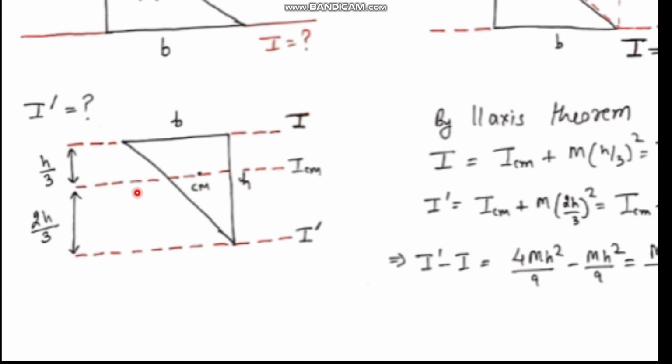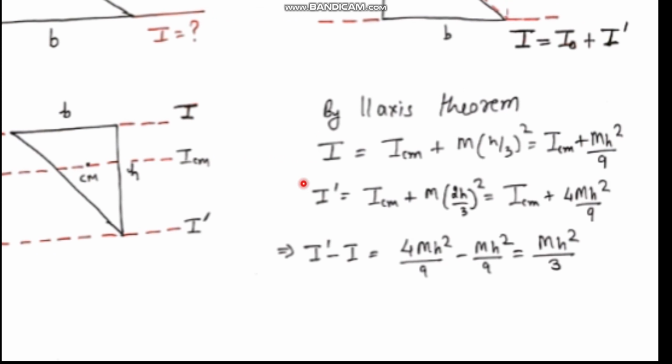And suppose there is an axis through the center of mass parallel to this edge. So this ICM and I can be related by the parallel axis theorem as I parallel is equal to ICM plus m into h by 3 whole square. So I get I is equal to ICM plus mh square by 9. Similarly, I can relate I dash and ICM by the parallel axis theorem. I dash is ICM plus m into 2h by 3 whole square, that is ICM plus 4mh square by 9.